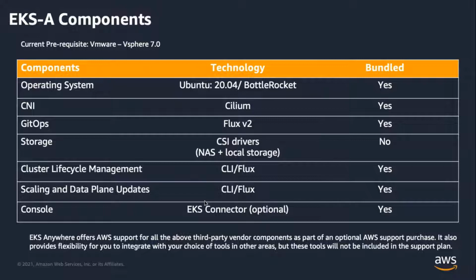We also bundle in a GitOps component, which is basically a Flux controller, which helps you with cluster lifecycle operations, where you can configure a GitHub endpoint, wherein you can check in your configuration files, and based on the changes that you make to those configuration files, the Flux controller will automatically recognize the change and reconcile your Kubernetes cluster accordingly.